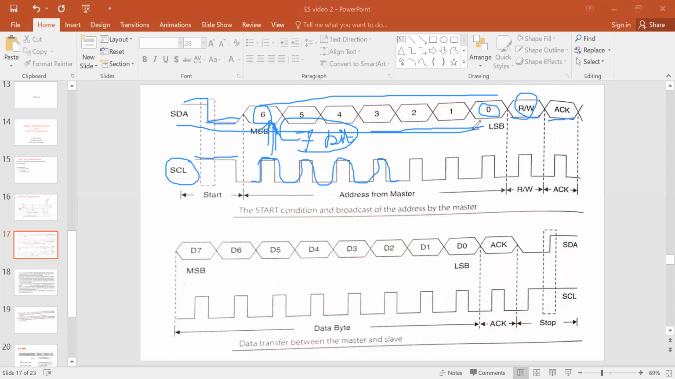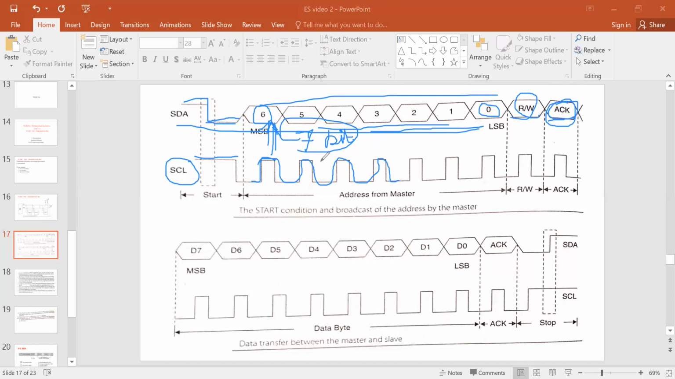Then comes this acknowledge. Since the master is going to send the 7-bit address, this broadcasted address will get matched with one of the slaves, because only one particular slave will be carrying this address. Whenever the sent address gets matched with that particular slave, that slave should acknowledge. The acknowledge signal will be sent by whichever device is receiving. So the 7-bit address will get matched with a particular slave, and that slave will be acknowledging.